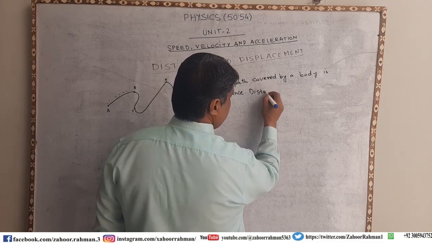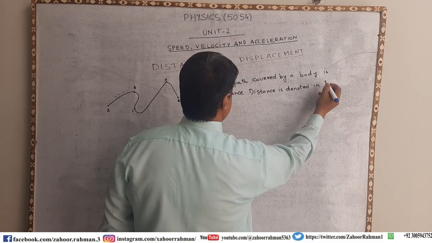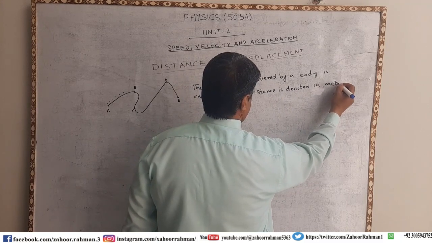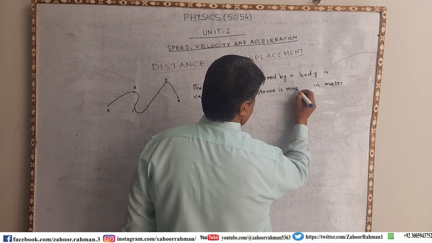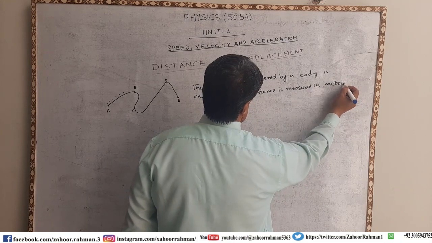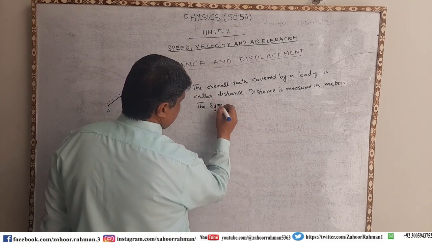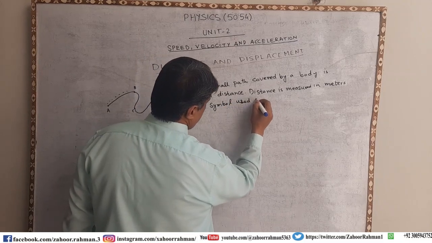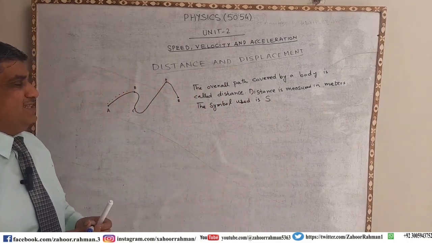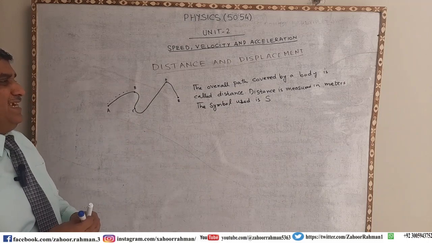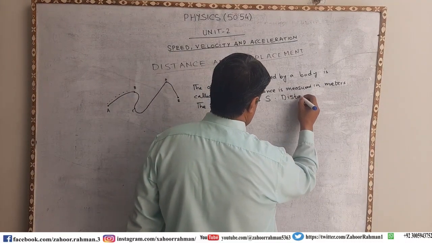Distance is measured in meters. The symbol used is S. We are using S for the distance. Okay, distance is a scalar quantity.